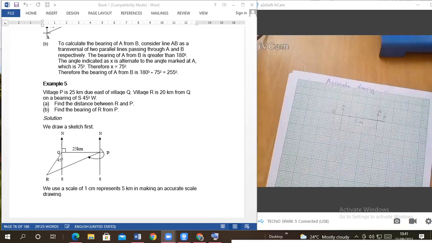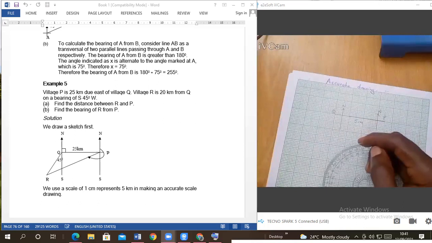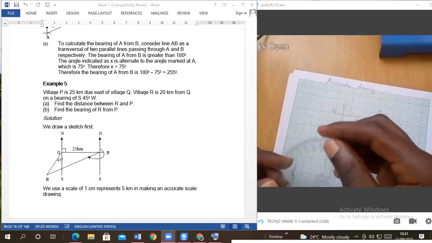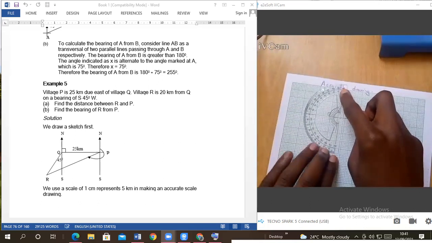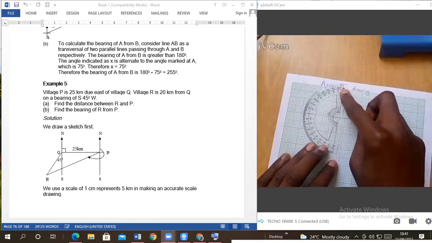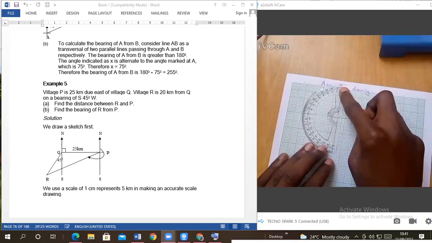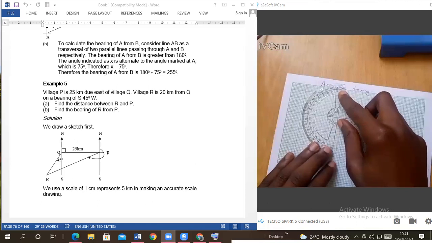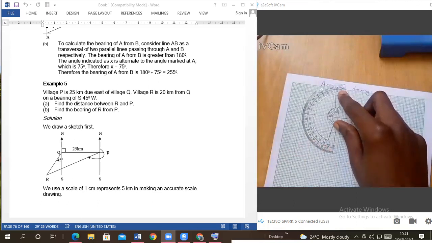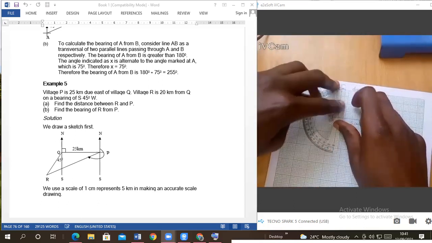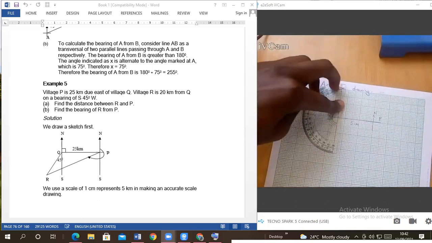Now pick your protractor. Are you seeing how I'm placing my protractor, members? Make sure that the line on the protractor is coinciding with the line which is there in your book. Coinciding. Are you seeing how I put mine? Members, have you seen that?